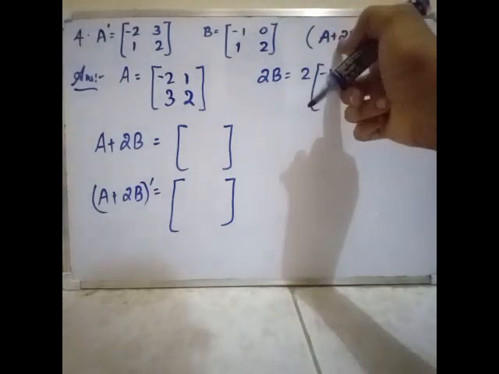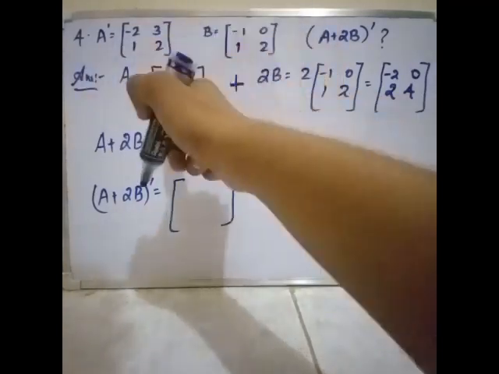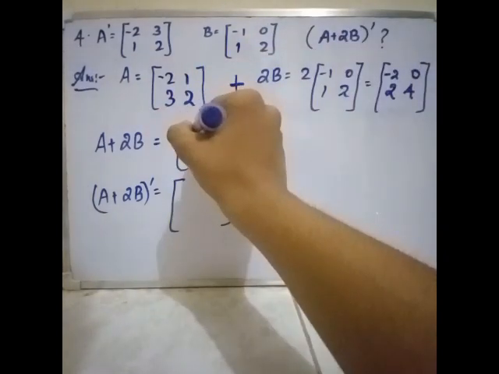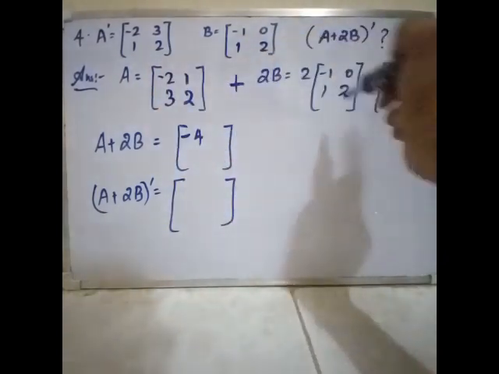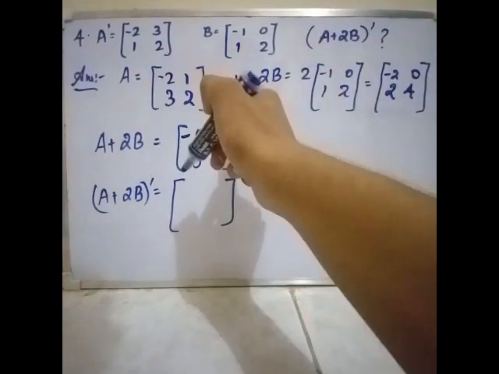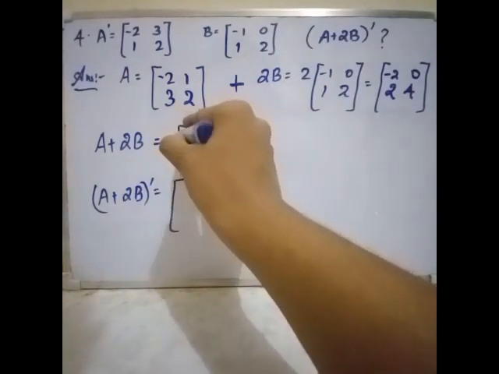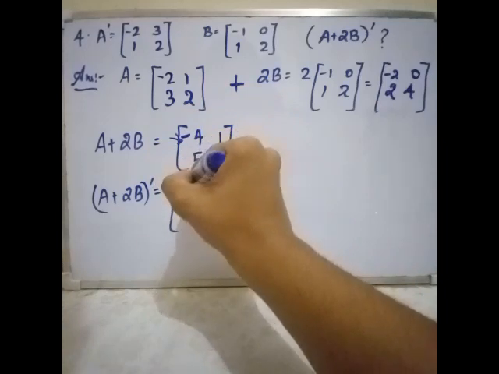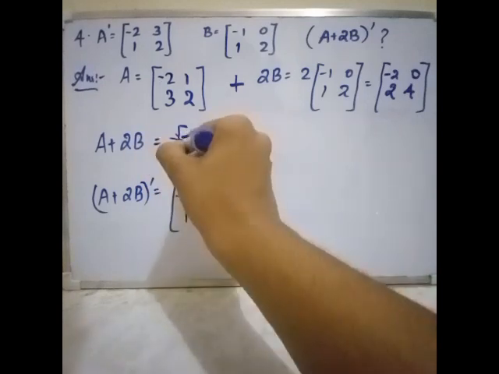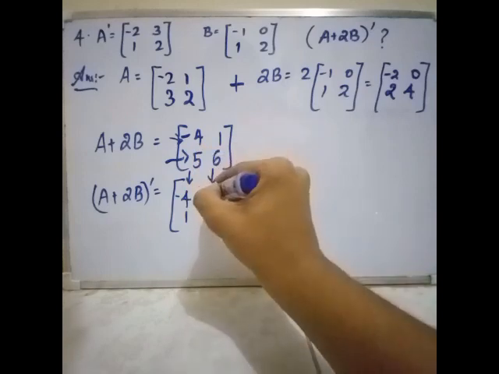Now we have to do A plus 2B, right? So now we have to just add both these matrices together. Minus 2 plus minus 2 would be minus 4. Then 1 plus 0 would be 1. 3 plus 2 would be 5. And 2 plus 4 would be 6. Now we have to just do the transpose. So first row becomes the first column, minus 4, 1. And second row becomes the second column, 5, 6. So this is the required answer for this question.